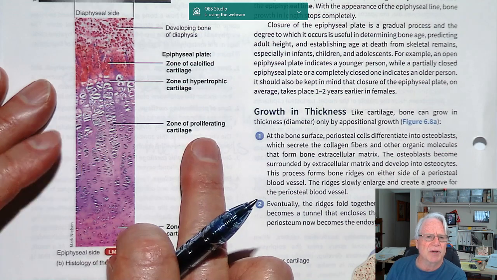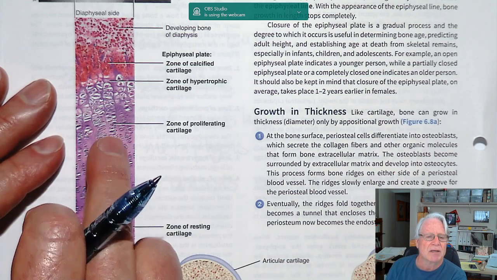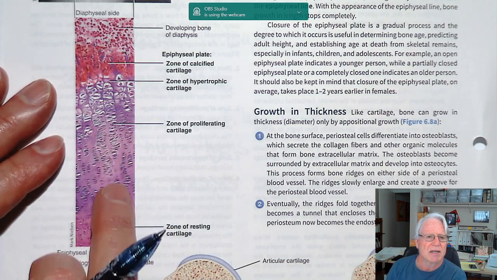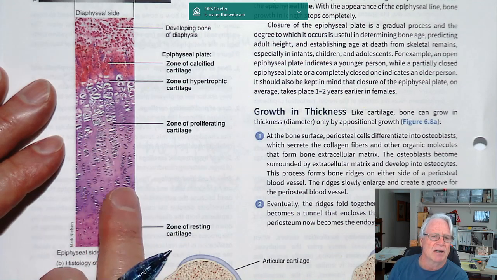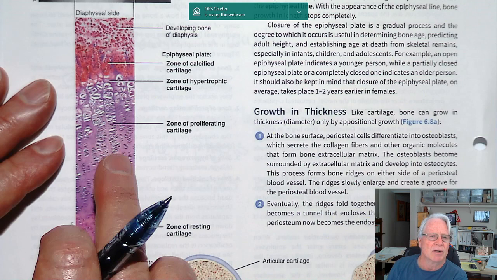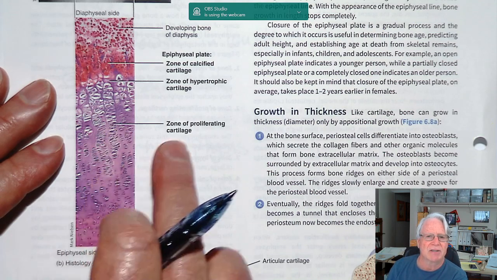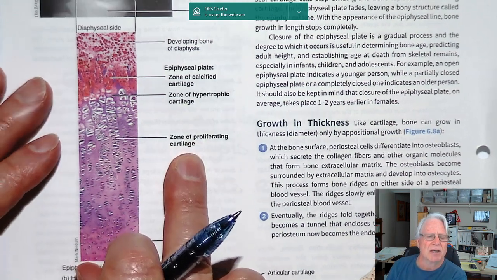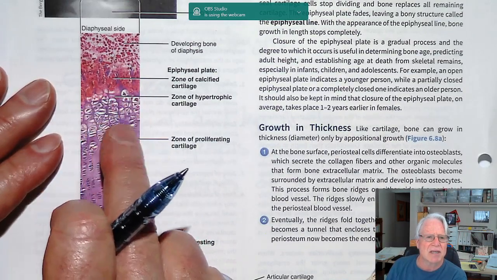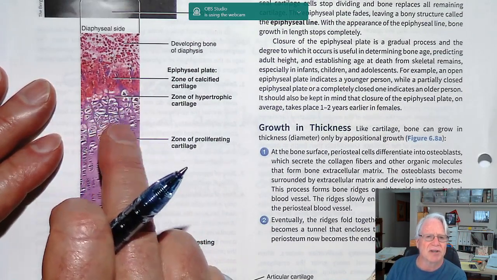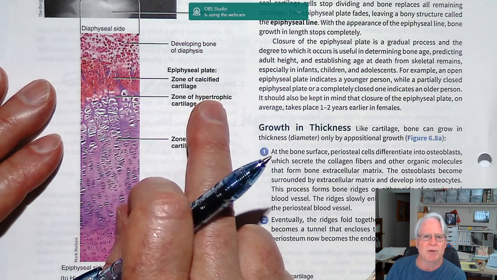The zone of proliferating cartilage, if you're looking at it, you're looking at a bunch of stacked lacuna and stacked cells, like stacking quarters, one on top of the other. That's the zone of proliferating cartilage. And as we move up into this zone, we're seeing that those cells are growing larger. They're enlarging, and hence the term hypertrophic.